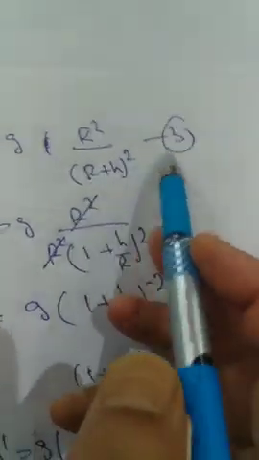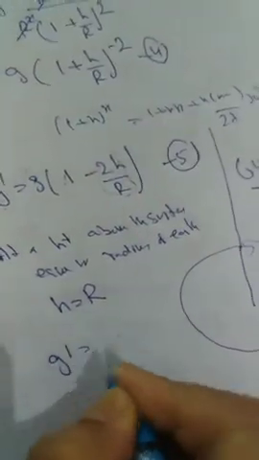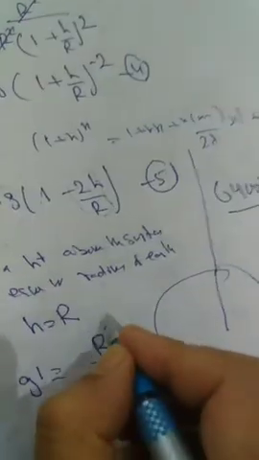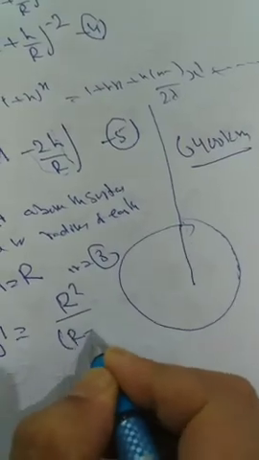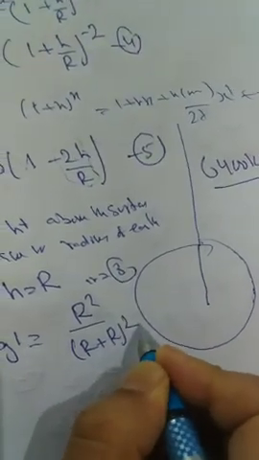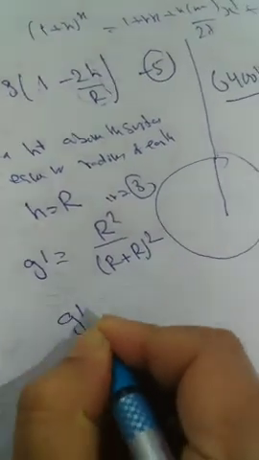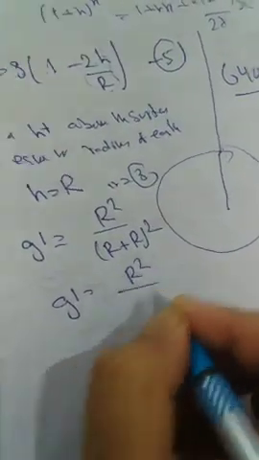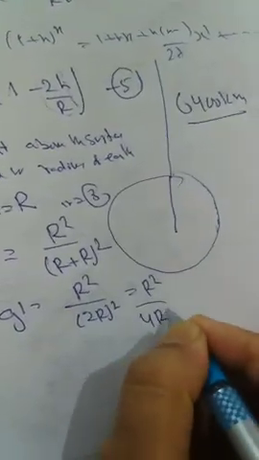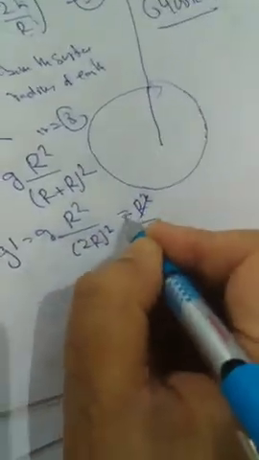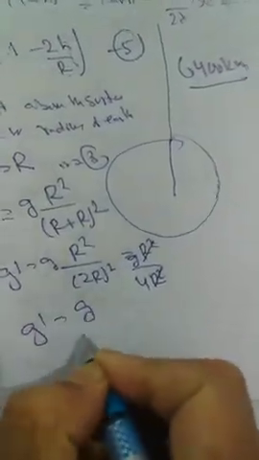When we substitute the value of h equal to R in equation third, we can get g dash is equal to g R square divided by R plus h whole square. Instead of R plus h, we have R plus R, which is 2R whole square. 2R whole square becomes 4R square, R square and R square cancel. I hope you have got it. Here g is already there, that means g dash is equal to g divided by 4.